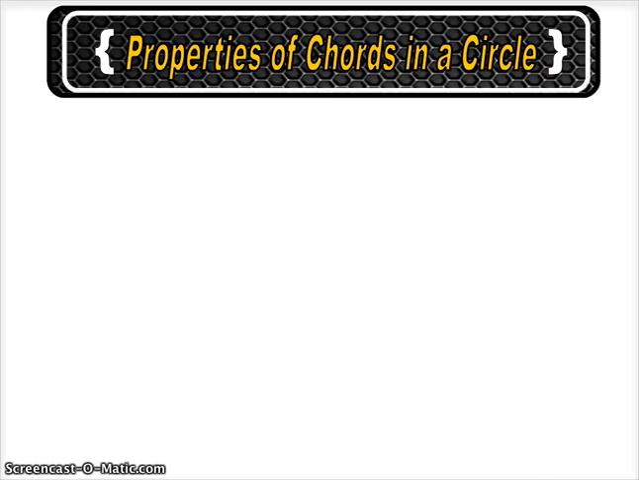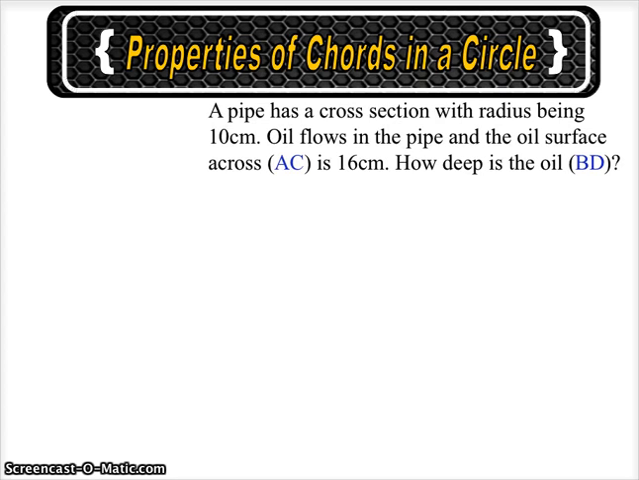Properties of a chord in a circle. We can use these properties to solve word problems. A pipe has a cross-section with a radius being 10 centimeters. Oil flows in the pipe and the oil surface across, which we'll call AC, is 16 centimeters. How deep is the oil?